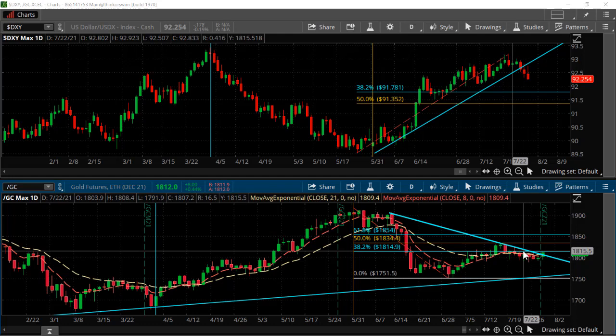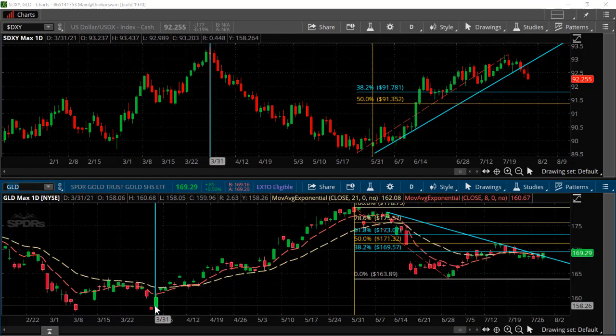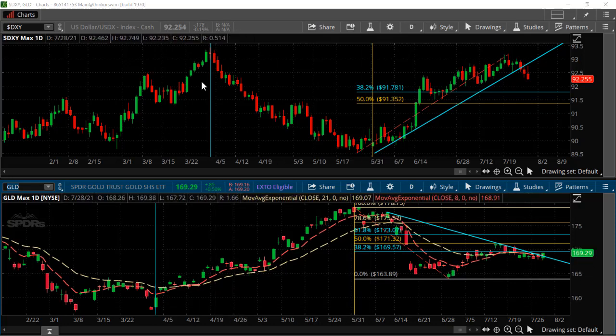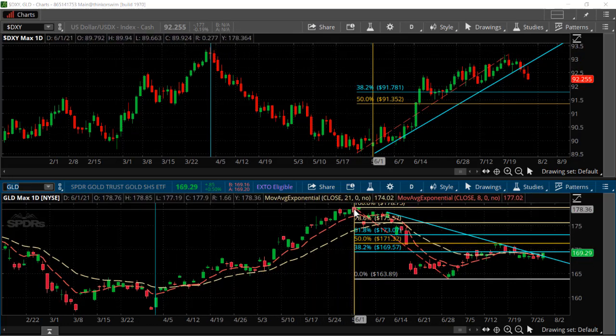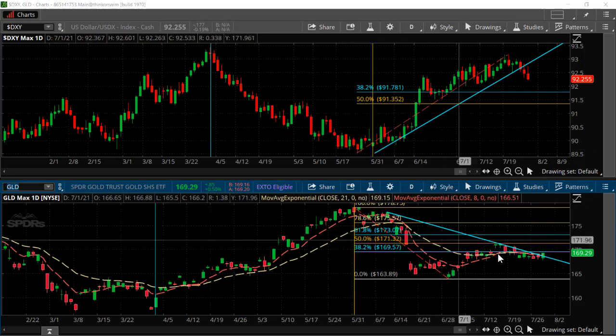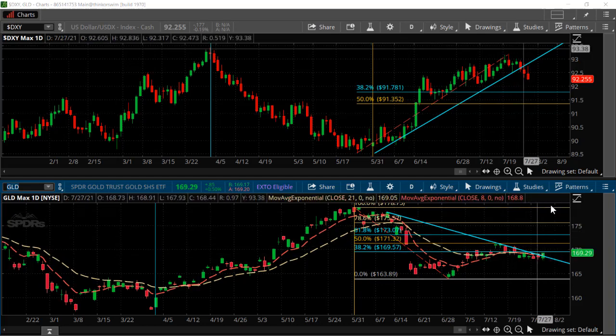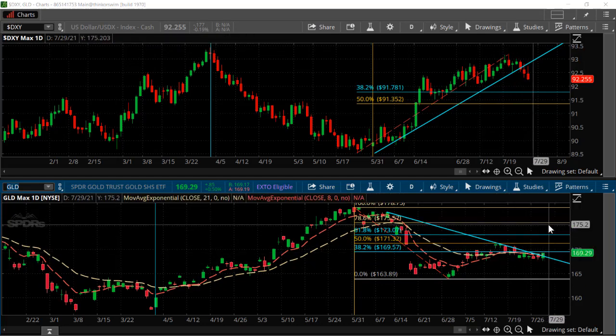Now the next thing we could look at is GLD, the gold ETF. On the 31st of March, it starts trending up. What happens? The dollar's trending down. It stops trending up on June the 1st when the dollar bottoms, and then it starts going down. Now you can see GLD, just like gold, starting to break a trend. If this accelerates, look for gold and GLD to move higher.